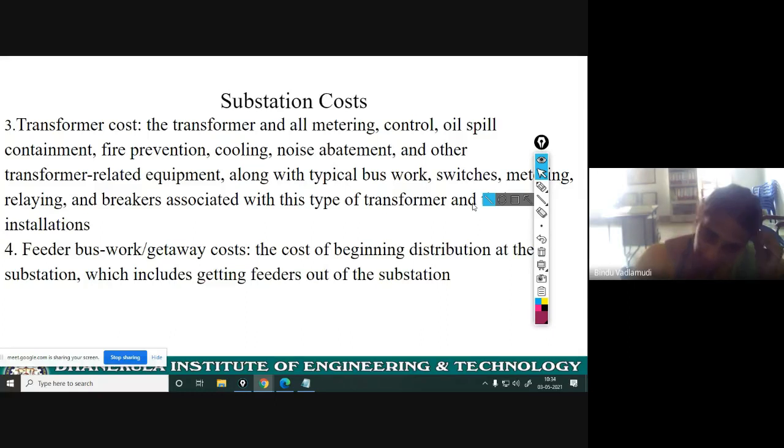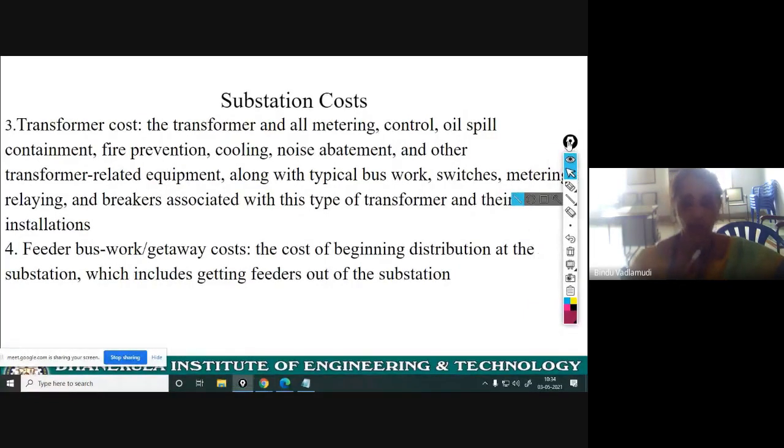Feeder bus work or gateway cost. The cost of beginning distribution at the substation, which includes getting feeders out of the substation. So the feeder cost or the transmission loss cost is also included in the substation costs.